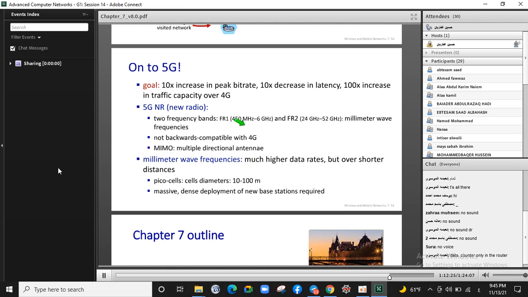So we are looking for a bit rate 10 times more than 4G. We want a network with 10 times less latency than 4G, and a 100 times increase in traffic capacity. So in 5G, I'm looking for a very high bandwidth wireless network.